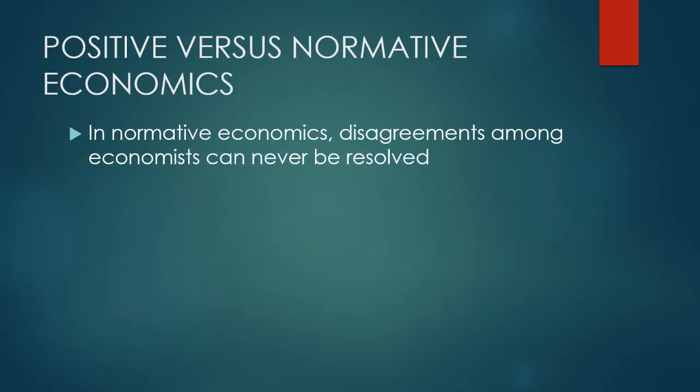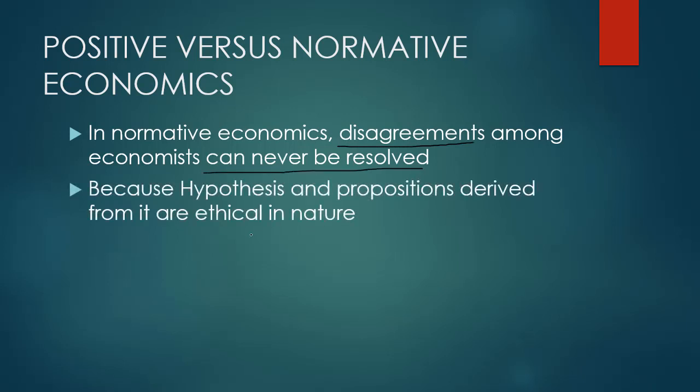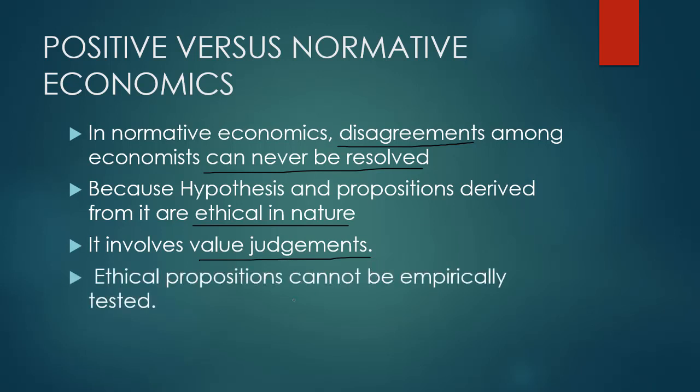In normative economics, disagreements among economists can never be resolved, since both the hypothesis, that is the axiom system, as well as the propositions derived from it, are ethical in nature, involving value judgments. One can go on arguing without coming to an end when one is dealing with ethical questions. Ethical propositions cannot be empirically tested either.